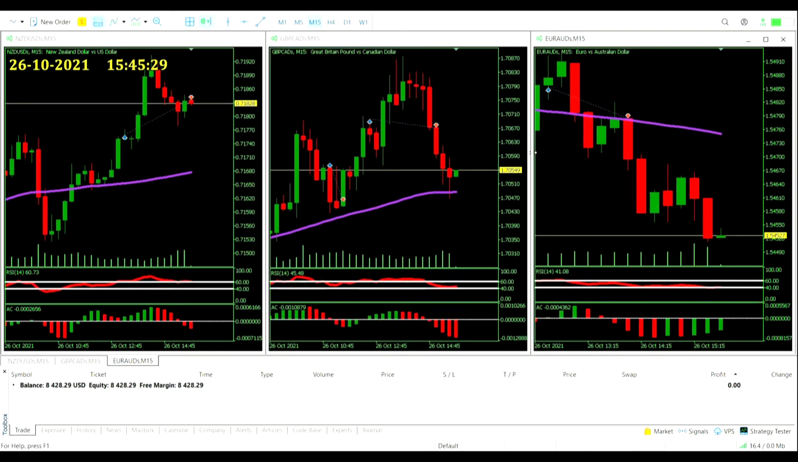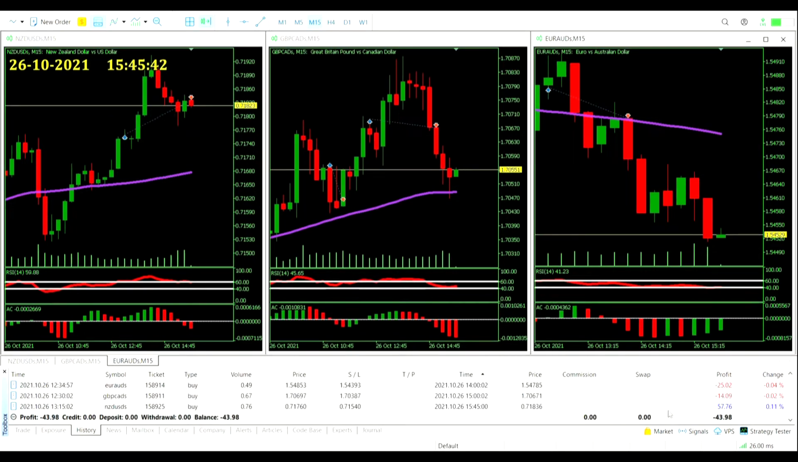So no entry for us on either of these just yet, but red candle comes on the Euro Aussie dollar. That'll get us in. 4 o'clock. We'll watch out for that 14.5 minutes time. But our trade finally back in at $57.76 from this one. Pretty good win in the end, only $43.98 down now.